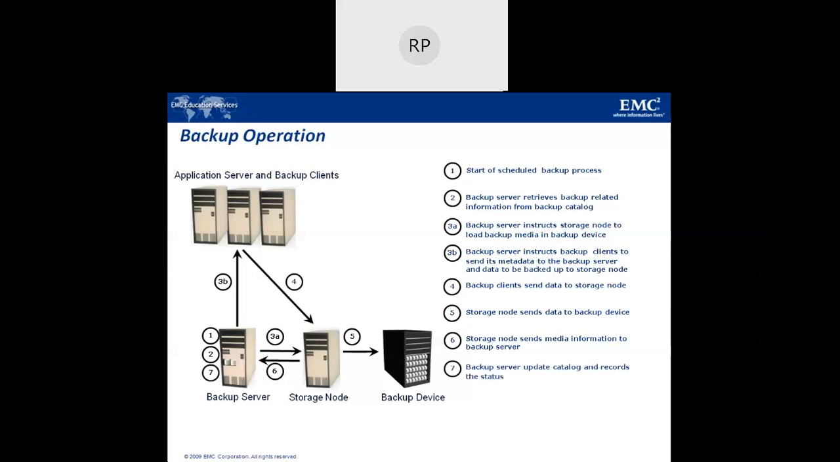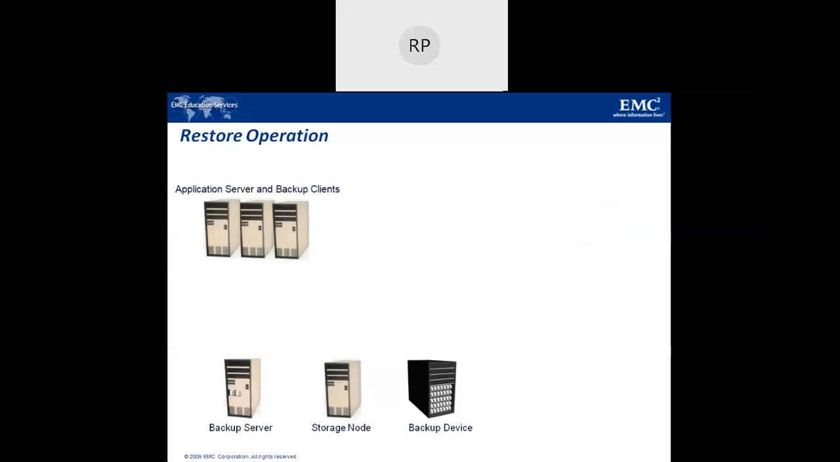Then the backup server is going to update the catalog and it is going to record the status for future use. Okay, this is how the backup operation takes place. Now the second is restore. Once you backed up your data, the next operation is restore in case of loss of data.